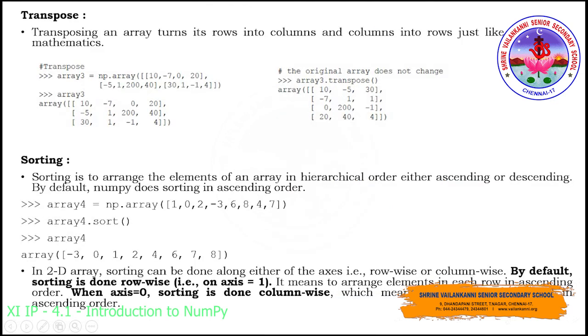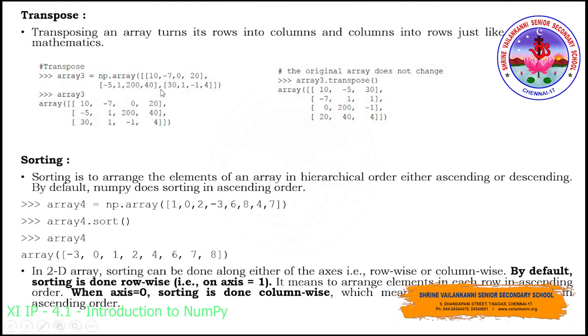And transpose. Transpose and sorting are the other two operations which we are going to discuss here. Transpose of a matrix: as I have told you, a two-dimensional array is also called a matrix, whereas a one-dimensional array is also called a vector. Clear? Let us discuss this transpose. Transpose means the array will be turned from rows to columns or columns into rows. So transposing an array is nothing but transforming a row into a column, or a column into a row, which is the transpose of a matrix.